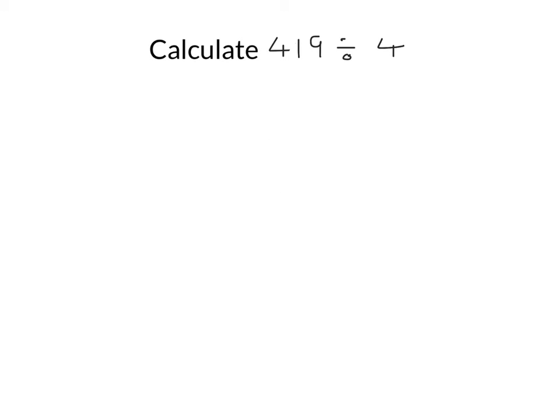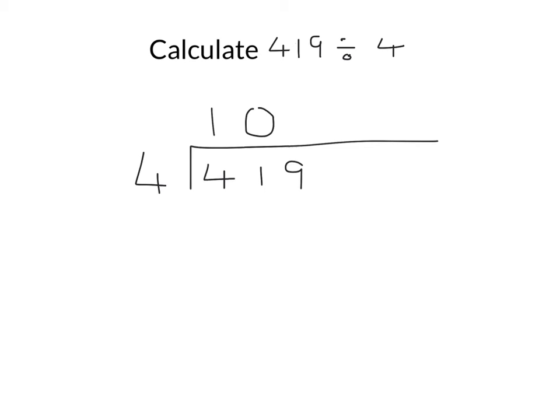Okay, here we want to calculate 419 divided by 4. Okay, so we go through our same process. How many 4's are in 4? So there's one lot of 4 in 4. How many 4's are in 1? So there are 0 4's in 1, so I carry that 1 across.